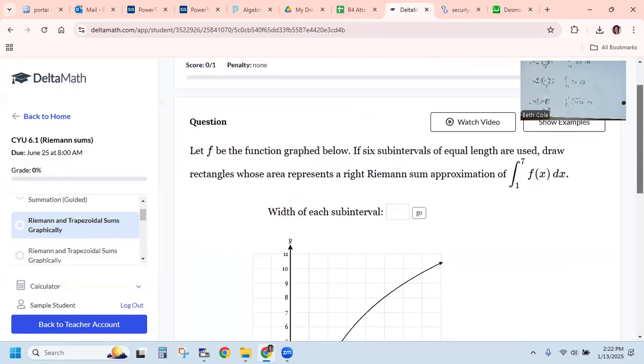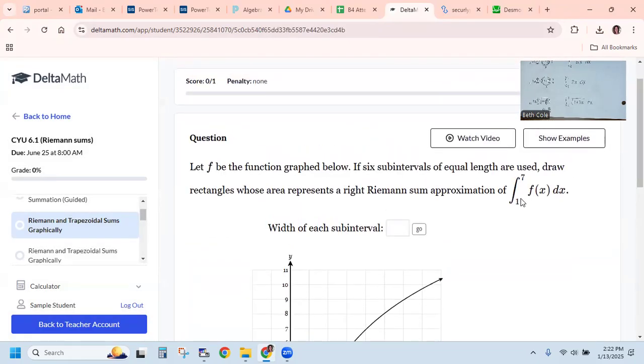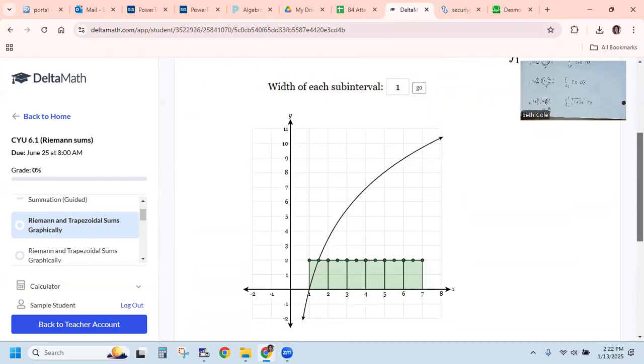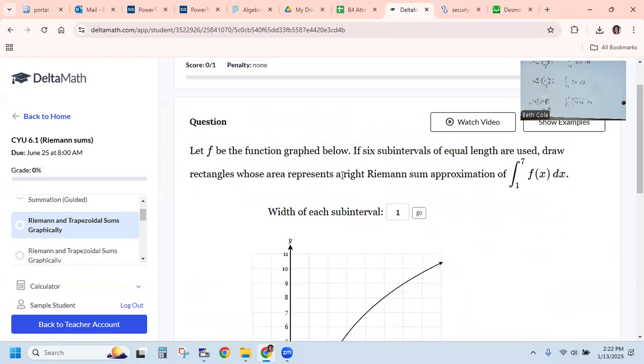These are kind of cool. We want to go from 1 to 7 with 6 subintervals. So that means each one would be 1. Go. It draws them for you, which is sweet. It says right sum. Do you see that?